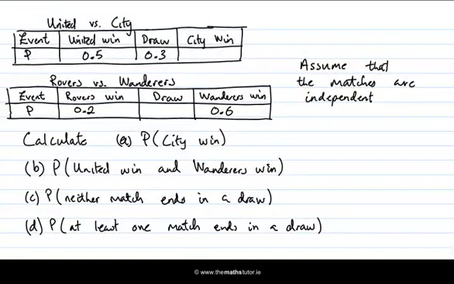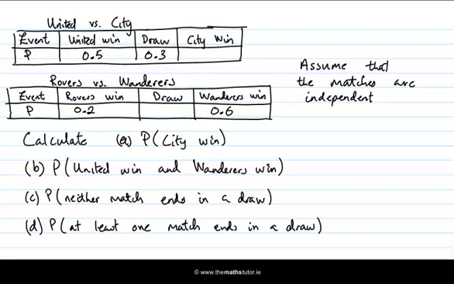So in this lesson, we're just going to run through a problem that involves using the various laws of probability that we've talked about in other lessons. The setting here is that we have two football matches: United versus City and Rovers versus Wanderers. I'm not saying where these teams come from. They're just some generic football teams, and they're playing two matches. United are playing against City and Rovers are playing against Wanderers.